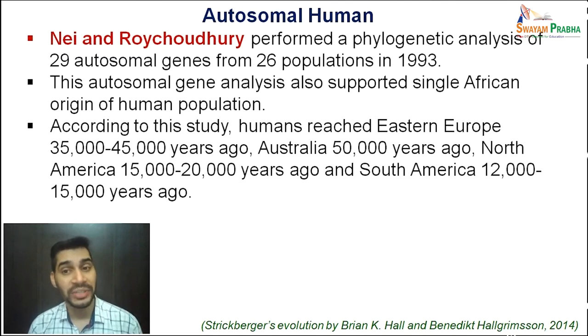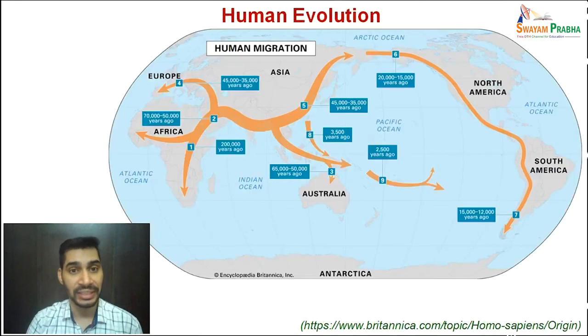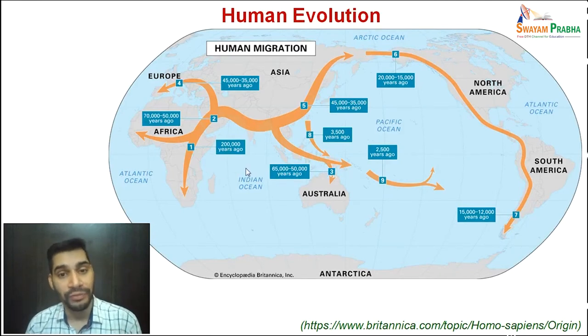According to this study, humans reached Eastern Europe 35,000 to 45,000 years ago, Australia around 50,000 years ago, North America 15,000 to 20,000 years ago, and South America around 12,000 to 15,000 years ago, which you can see here in this image. So here, all the continents have been shown, and these arrows demarcate the passage or the migration of humans along with the approximate time when they actually moved to different areas or continents.